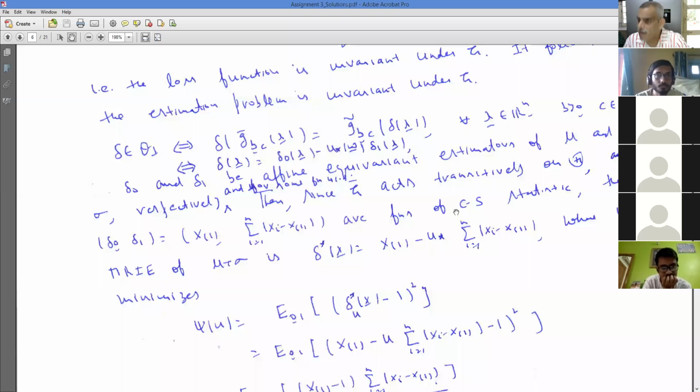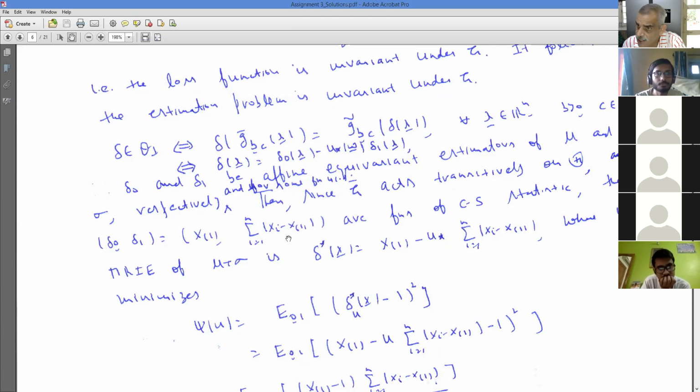Yes, sir. G bar acts transitively. I take delta naught to be x1. So delta naught(bx1 + c, bx2 + c, ..., bxn + c) would be the same as b times delta naught(x1, x2, ..., xn) + c. So it is an affine equivariant estimator of mu. This I take to be delta 1. This can be taken as an affine equivariant estimator of sigma, because in delta 1 of (bx1 + c, ..., bxn + c), c would get cancelled, b would come outside, and it is b times delta 1(x1, ..., xn).